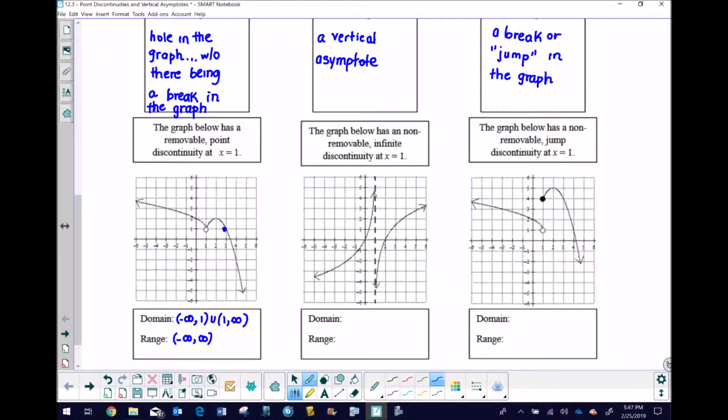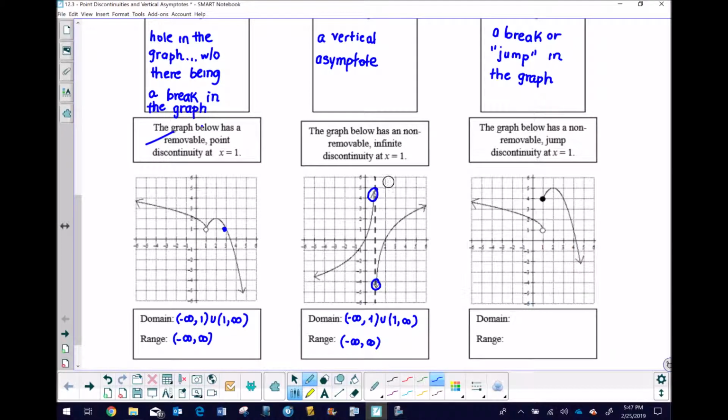Now, if we look at our infinite discontinuity, the second graph, we find that we have a very similar situation with the domain. All of the x's are included until we get to that vertical asymptote, which is occurring at 1, and then we can pair that up with 1 heading on to infinity. When we talk about the range, again, the arrows pretty much tell the tale, in that we're going to include all y values in this problem.